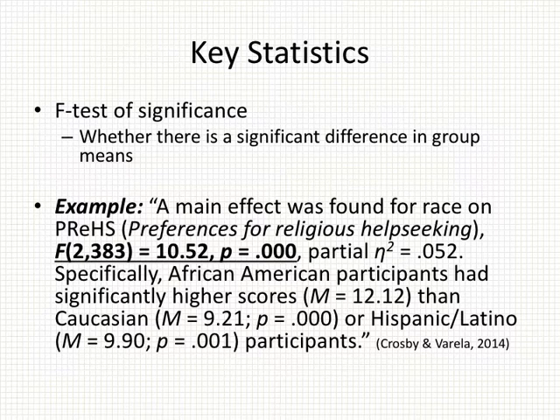This is a key in terms of what you report in ANOVA. If you're going to write up results, make sure you have the F and the p-value. And the partial eta squared here is the effect size.